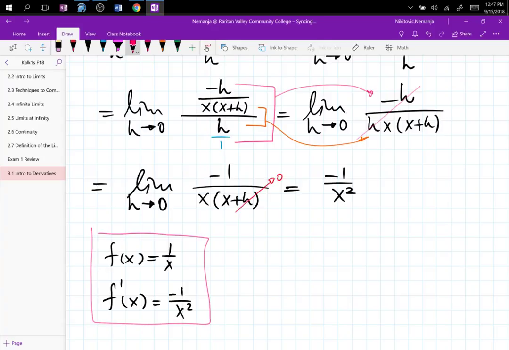Yes? So we're calculating limits here. Do you have to use two-sided limits or can we work with one-sided limits? Both. Okay. Yep.